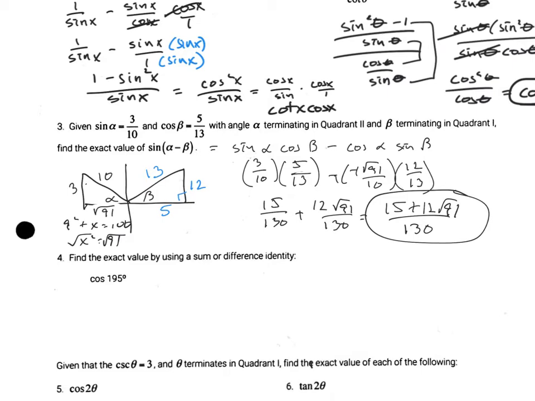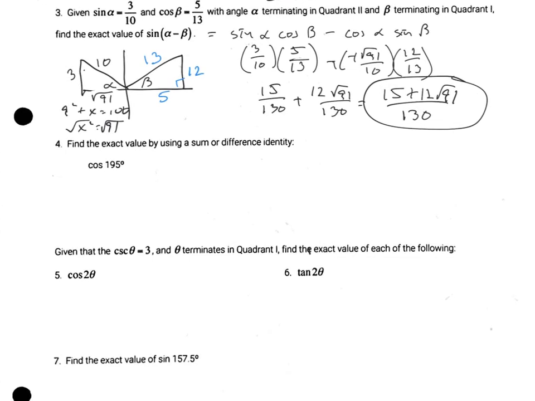Now for number 4, you'll have one problem like this. It tells you exactly what to do, sum or difference identity. So since it's got a 5 at the end, pick the 45. So this will be, I would at least, cosine of 45, and then 195 minus 45 is 150. You have to choose two angles that are on the unit circle. So this is the other sum or difference identity. This is the cosine one.